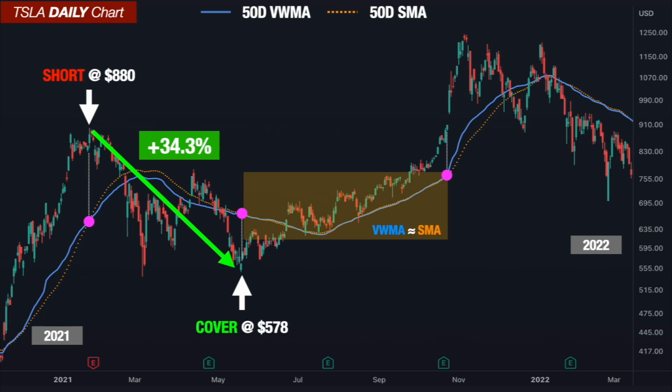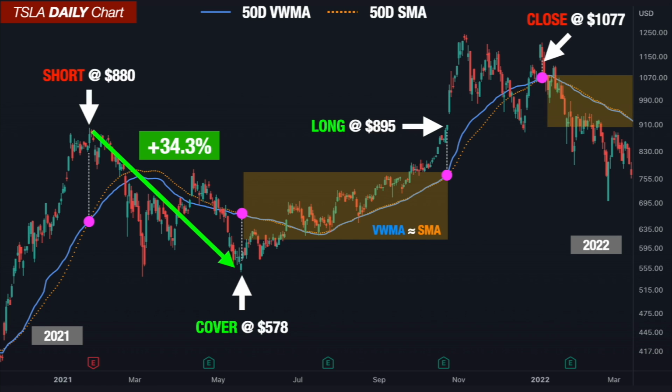And when the volume-weighted moving average moves above the simple moving average, that indicates the stock is entering a potential short-term bullish momentum. Then we should enter a long position. So in our case, we can long Tesla on October 22nd at the price of $895 when the blue line crosses above the orange line, and close our trade on January 6th at $1,077 when these two moving averages start moving back together again. That will be a 20.3% return in just 2 months.